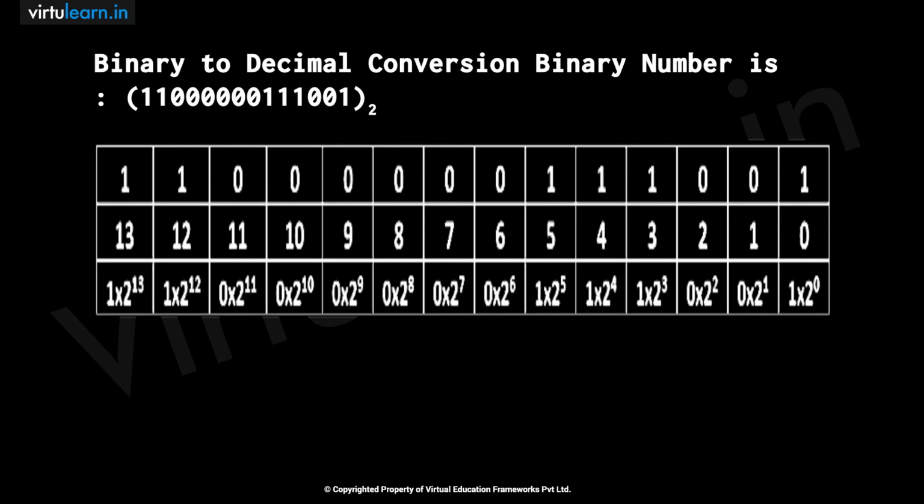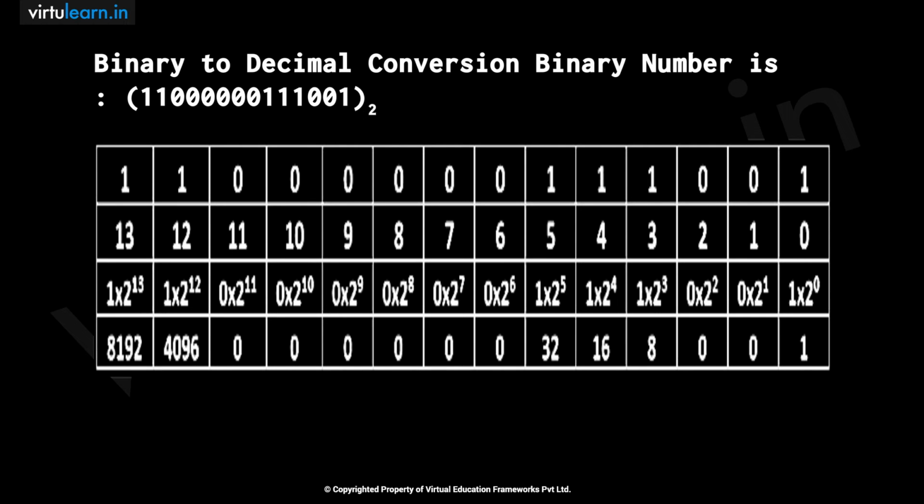Now if you add all these numbers, that is 8192 plus 4096 plus 32 plus 16 plus 8 plus 1, the total result is 12,345. That is the exact decimal number which we got from the binary number. So binary to decimal conversion we can perform in this way.